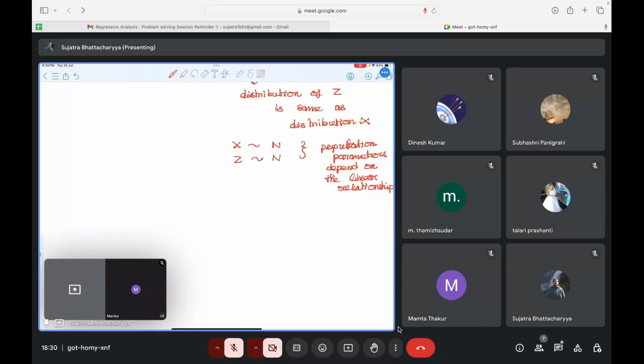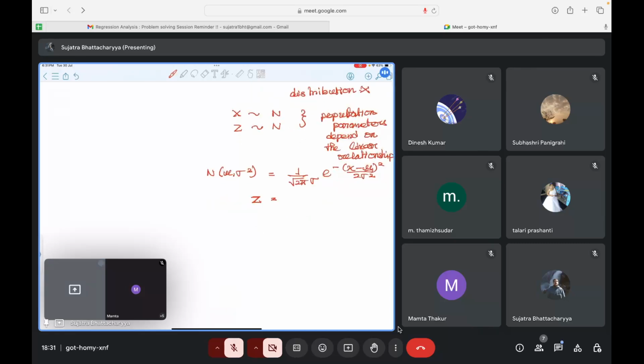So sometimes what we do, you have normal distribution of mu and sigma square, right? So we write it what? 1 upon root 2 pi sigma e to the power minus x minus mu whole square by 2 sigma square, right? This is what your distribution is. What I do is that, let us consider a random variable z, which can be written as this part, x minus mu by sigma. Okay, z is x minus mu by sigma.